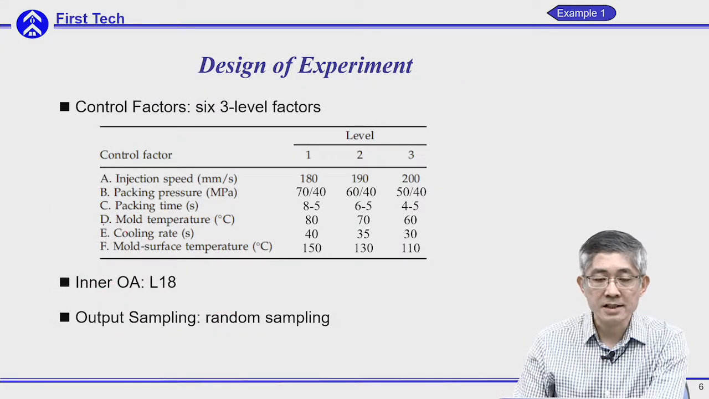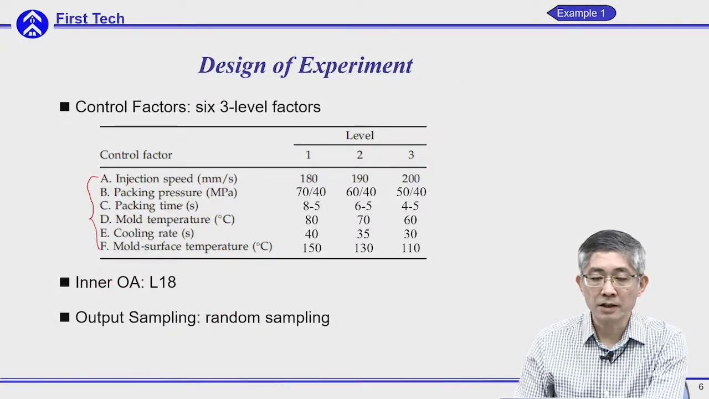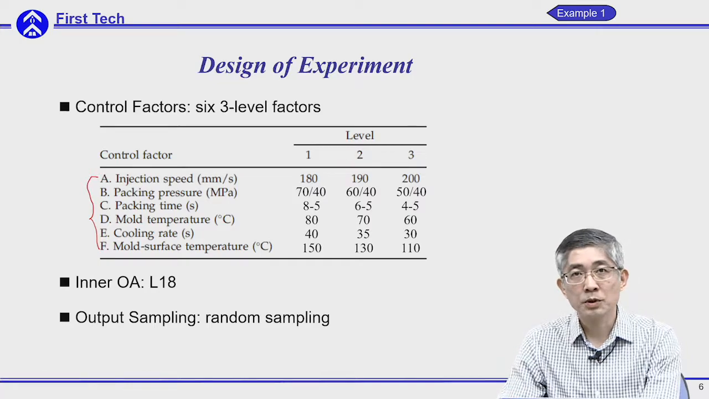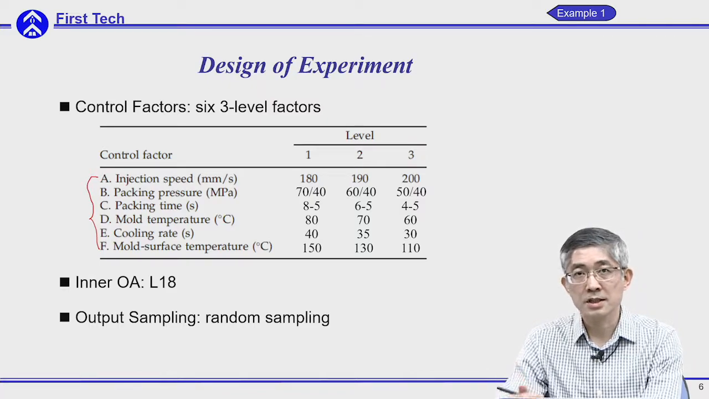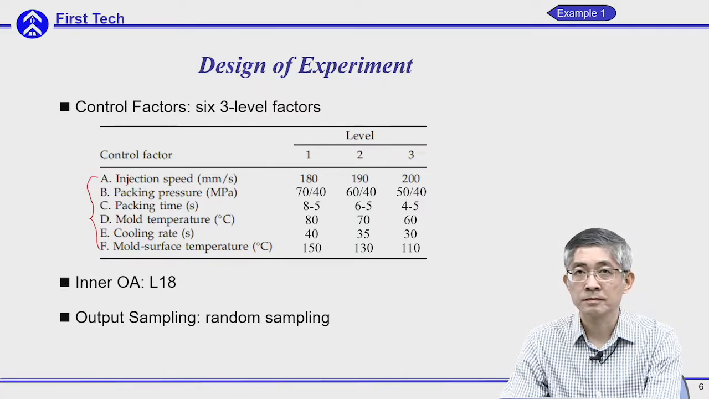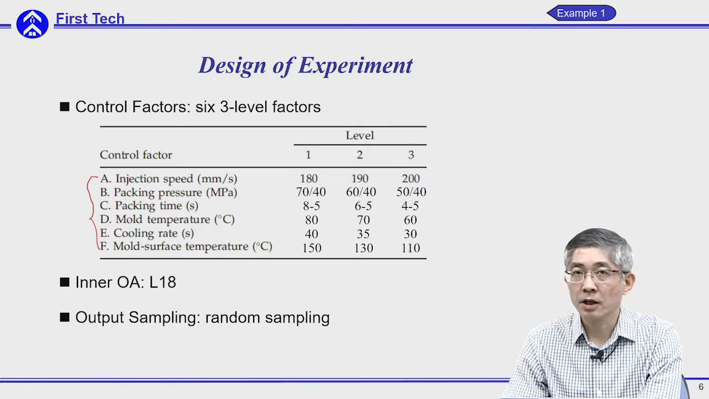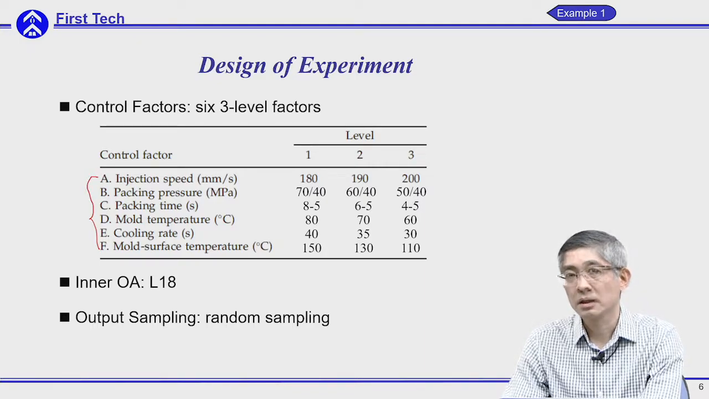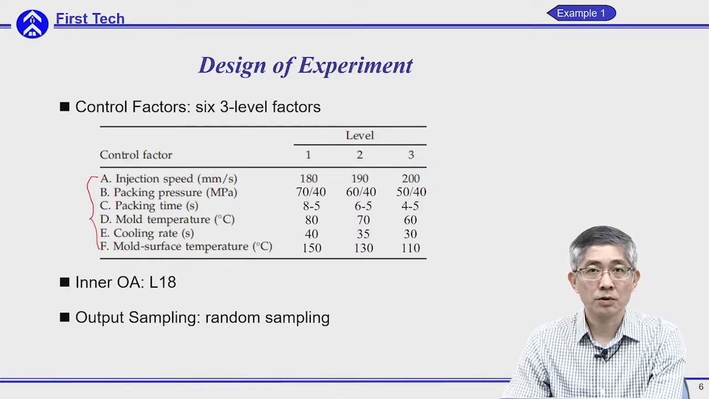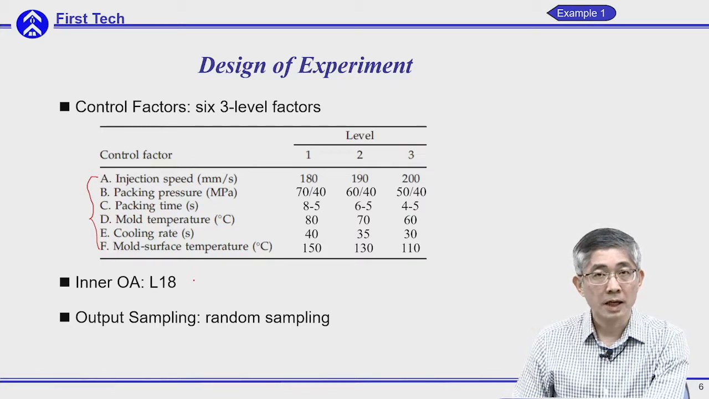Here we have 6 3-level control factors. From the previous table, you'll find that the L18 is the smallest orthogonal array that can be used in this design of experiment. Although you can choose a bigger experimental design, such as L27, L36, or L81, in order to reduce the experimental cost, we prefer to use the smallest orthogonal array, which is L18.